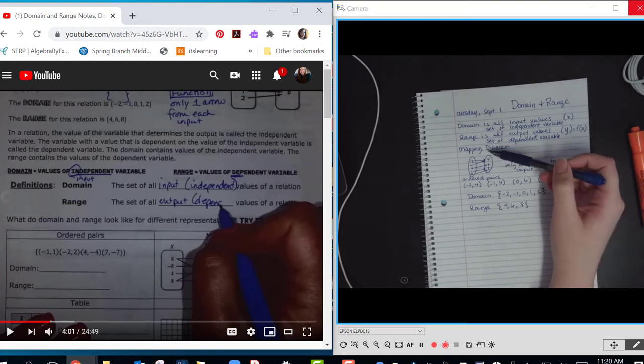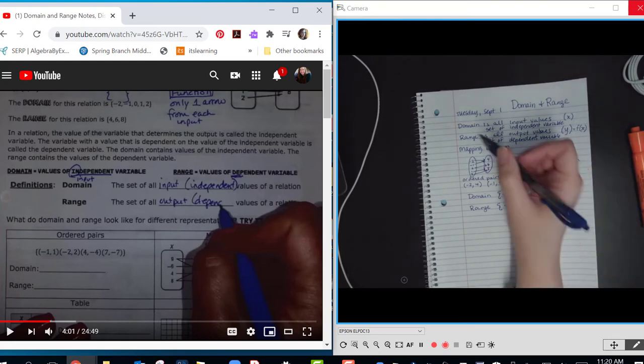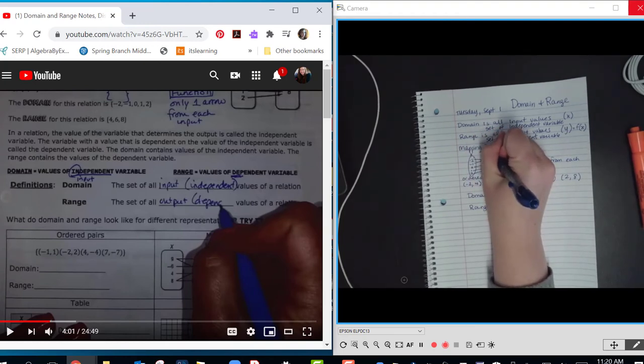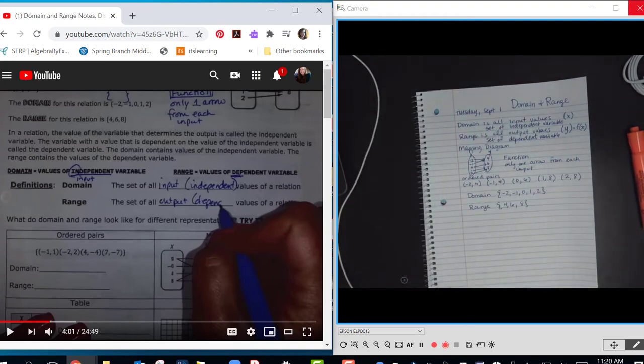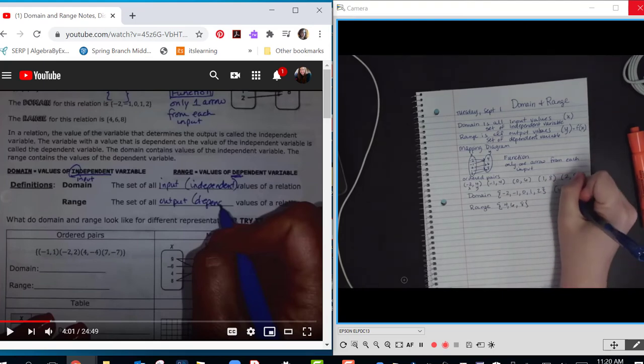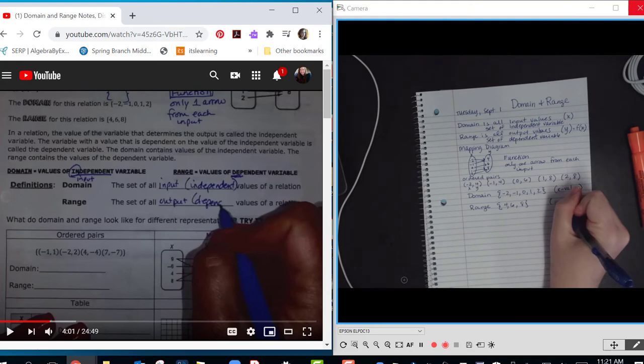When she said mapping diagram, I made sure I wrote that. We can write X and Y up there as it was in the picture. We wrote ordered pairs. We know that X comes before Y, and so my domain when listed was my X values. And my range when they were listed were the Y values.